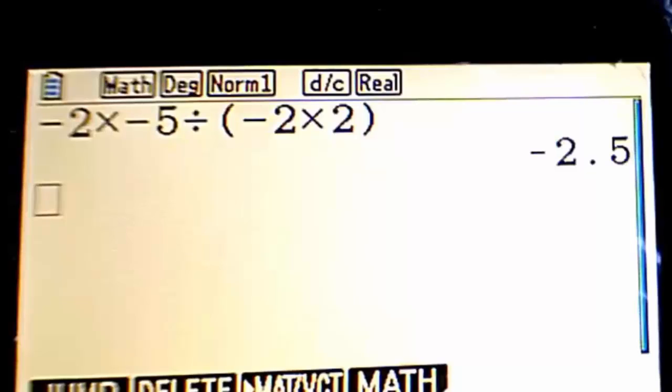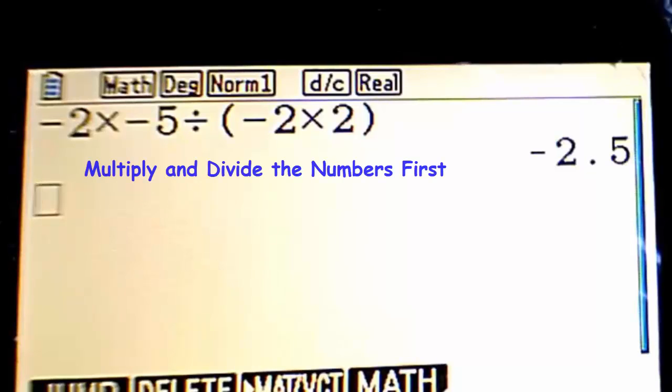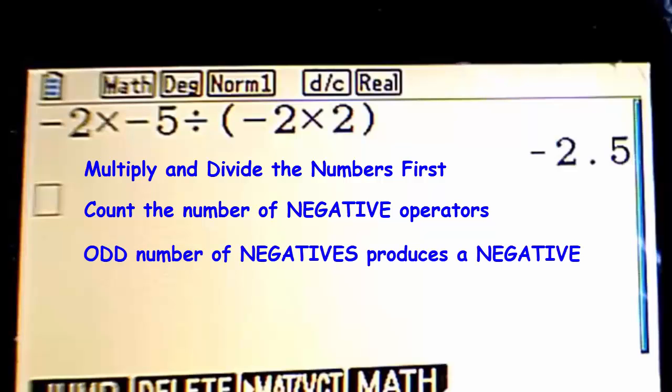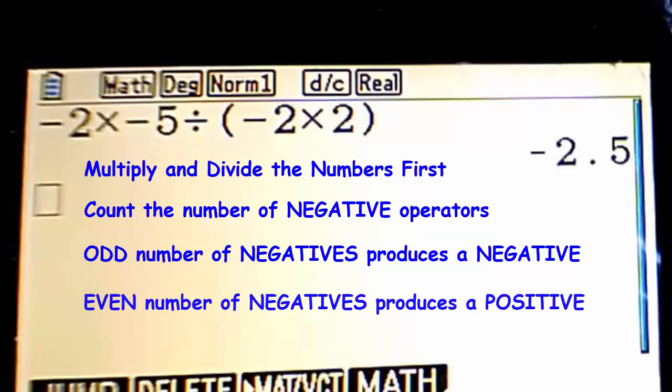So our general rule for multiplying and dividing negative numbers is going to be to multiply and divide the numbers first, carry out that normal set of operations, and when you're finished, go back and count up the number of negatives in front of the numbers. Doesn't matter whether they're above or below the line. And then simply say, if it's an odd number, my end result will be negative. If it's an even number of negatives, my end result will be positive.